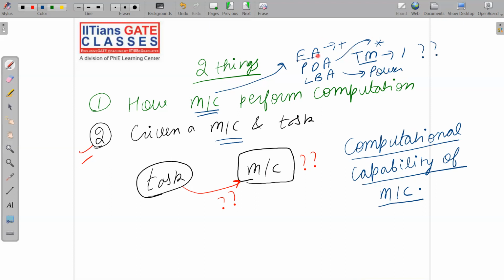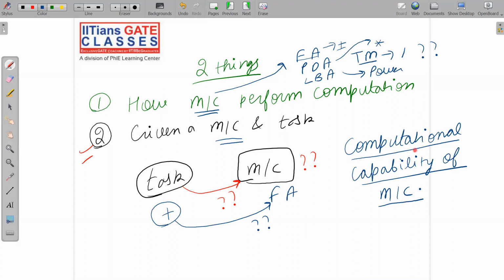So whether FA can do addition or not. This is a task, right? Addition is a task, and FA is a machine. Let me say it like this: FA is a machine, and the task is the addition operation. Now, can FA do the addition operation or not? This is the question.